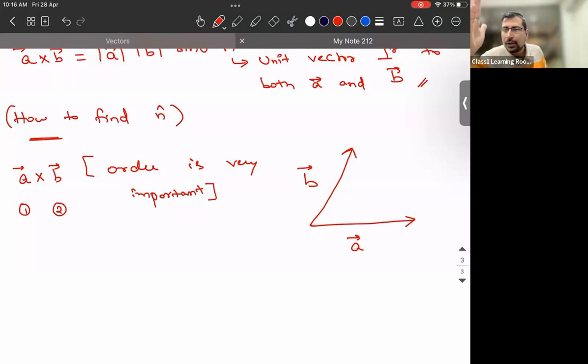Now you need to take your right hand and curl the fingers of your right hand in the anti-clockwise direction and extend the thumb. In which direction is it facing? Is it facing towards you or away from you? Towards us. So anything towards you is considered to be positive. Meaning, in this case, if you do A vector cross B vector, that n cap I told you, which is a unit vector perpendicular to both A vector and B vector, this thumb is that n cap.